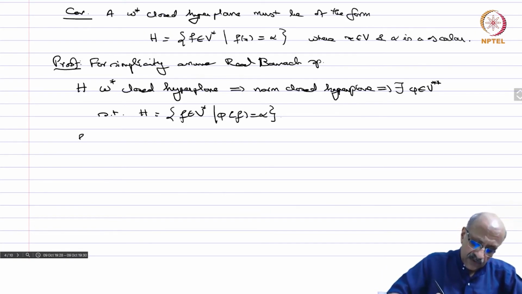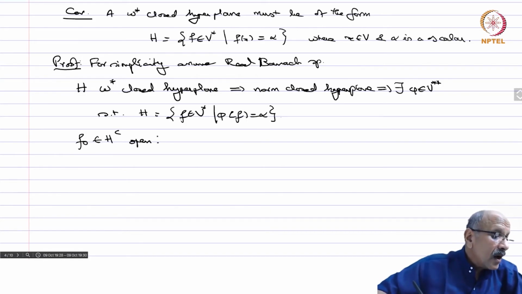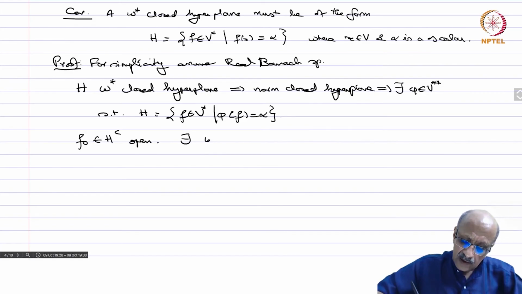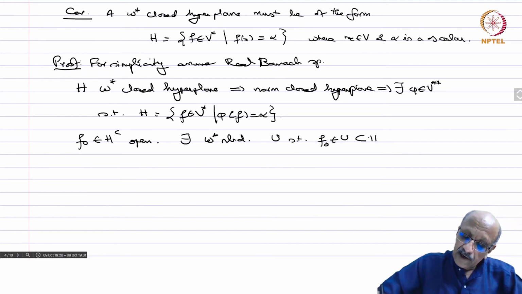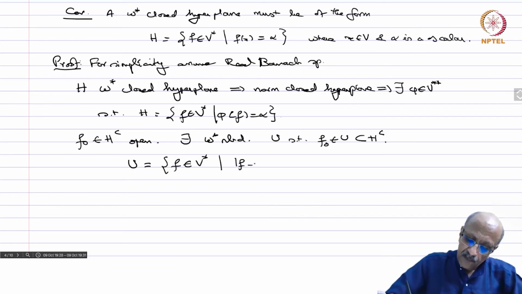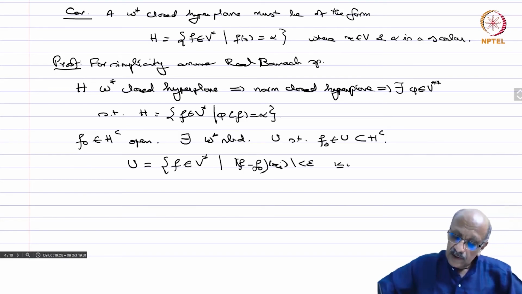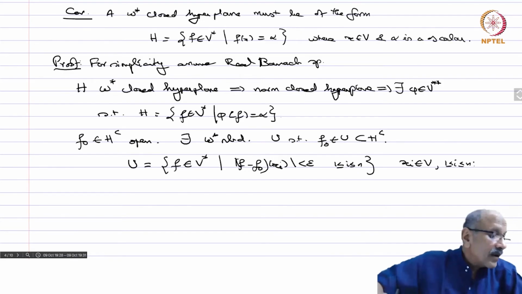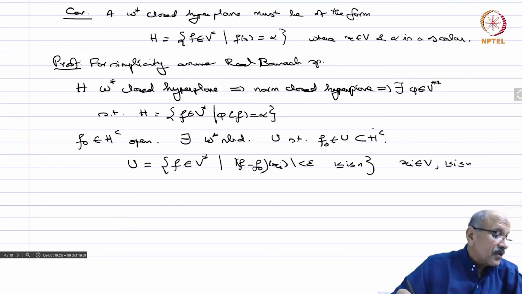Okay, so now let us assume f0 belongs to H complement, which is now open. So there exists a weak star neighborhood U such that f naught belongs to U, and that is completely contained in H complement. So what does U look like? U is going to look like the set of all f in V star such that mod of (f minus f naught) x_i is less than epsilon, 1 less than or equal to i less than or equal to n, and x_i belongs to V, and epsilon is positive.